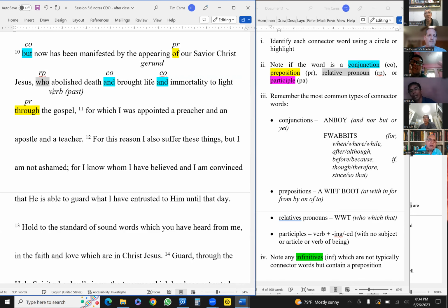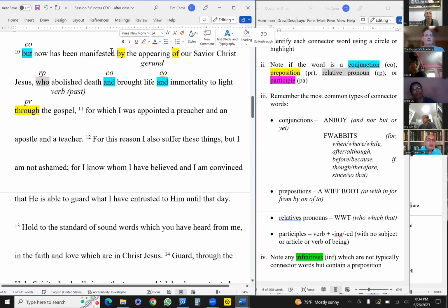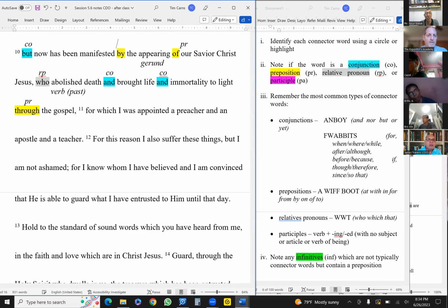It could be, sir, another preposition. By, yes. By is a preposition in this case, up here at the beginning of verse 10. So we'll note that. And I see one more preposition in this verse. "To." Yeah, there it is. It's followed by a noun in this case. So this is a preposition. All right, that's it.